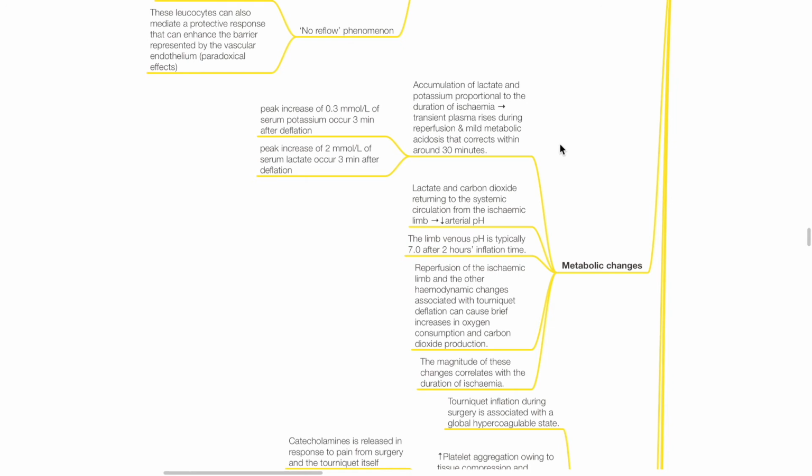Reperfusion of the ischemic limb and other hemodynamic changes associated with tourniquet deflation can cause brief increases in oxygen consumption and carbon dioxide production. The magnitude of these changes correlates with the duration of ischemia. Hematological effects. Tourniquet inflation during surgery is associated with a global hypercoagulable state. Increased platelet aggregation owing to tissue compression and catecholamine release is offset by enhanced systemic thrombolysis caused by the release of tissue plasminogen activator after tourniquet deflation.